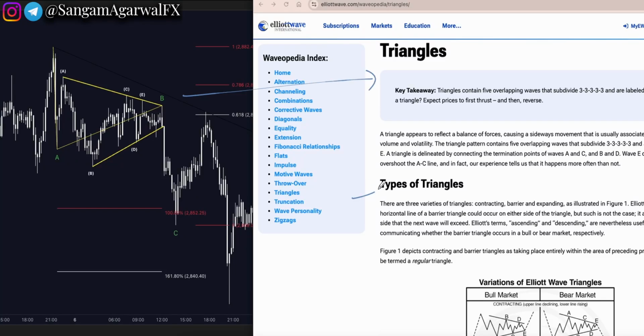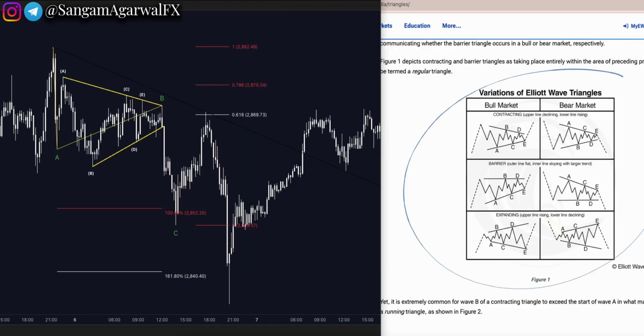In this video, we will talk about the triangle corrective wave pattern ABCDE, and we will compare market and book side by side so beginners can learn very easily and understand all the missing parts from the book.